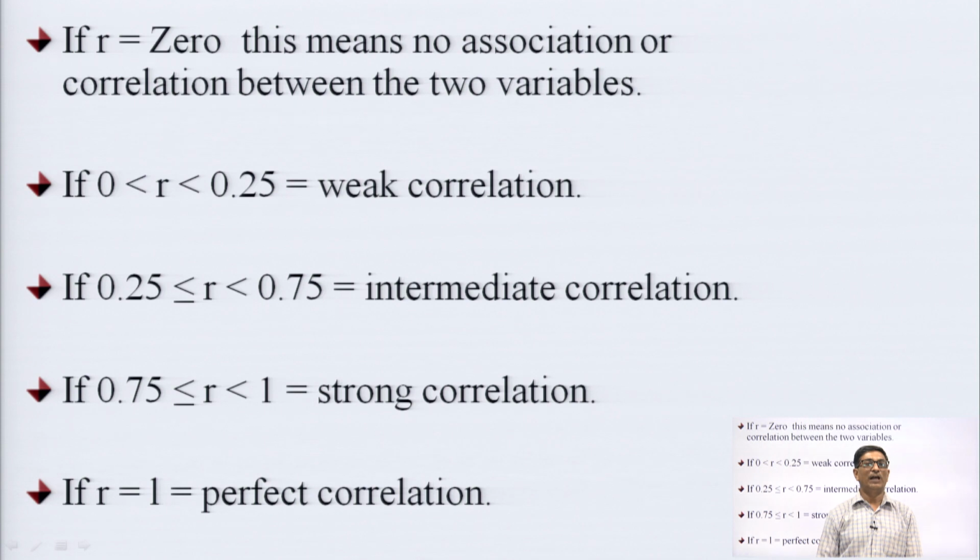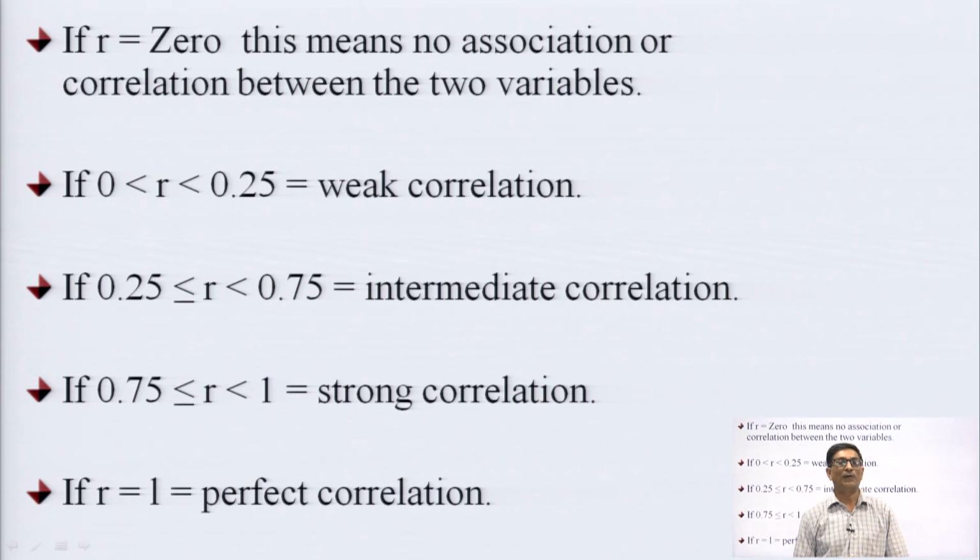So, if the value of r is equal to 0, this means no association, or we can say no correlation between the two variables. And if the value of r is less than 0.25 but greater than 0, then we say there is a weak correlation between the two variables.